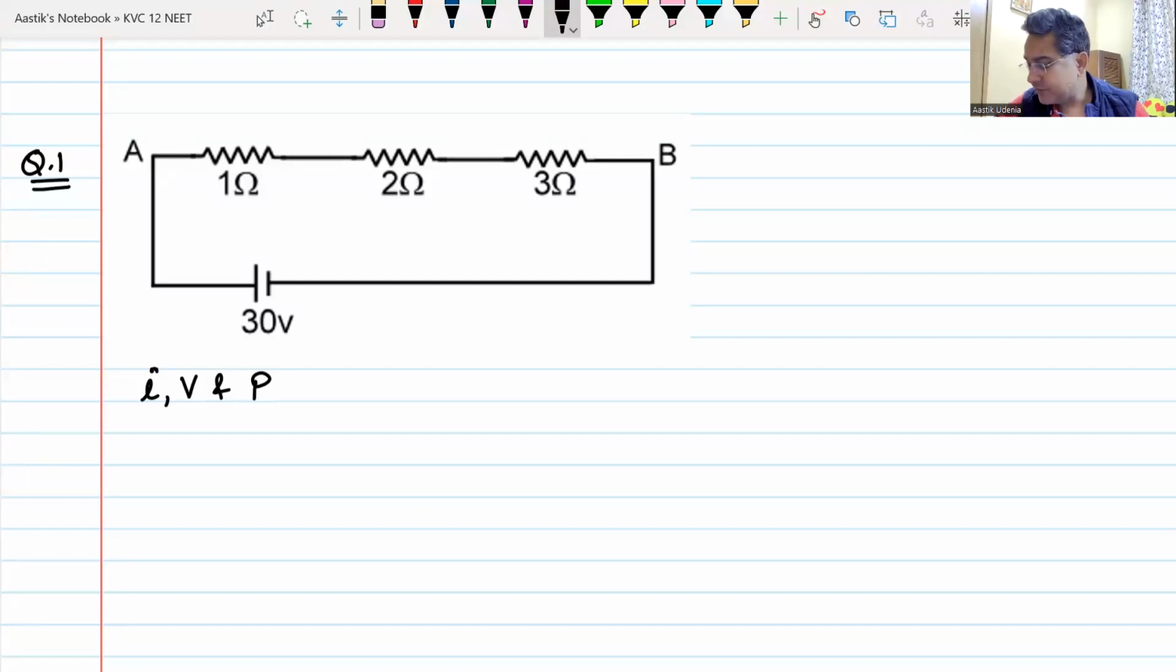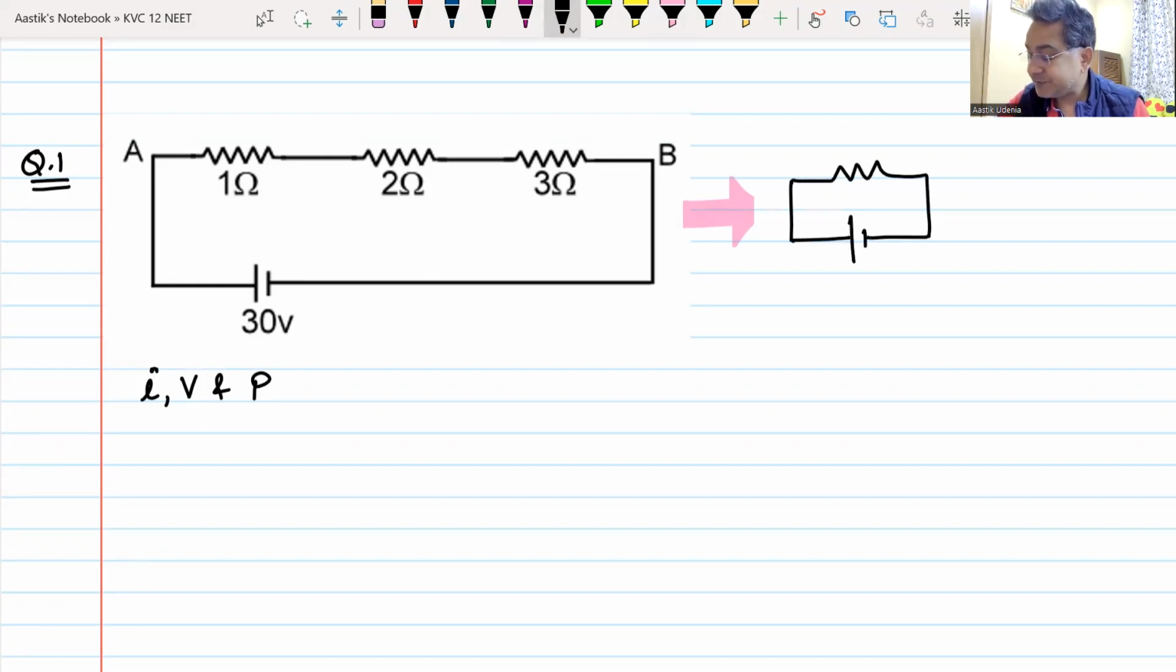So I think you have done this. How are you supposed to solve this? The simplest way of solving this is, you can convert this into a series combination. You can put it like this: one equivalent resistor.